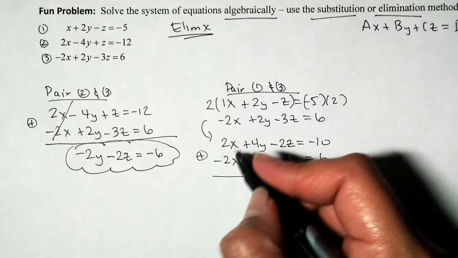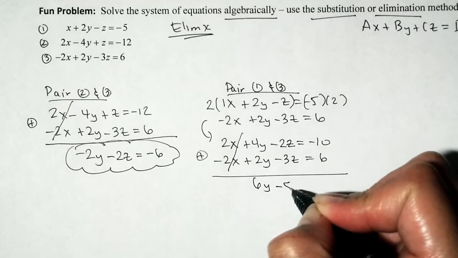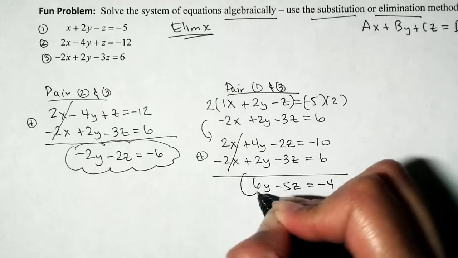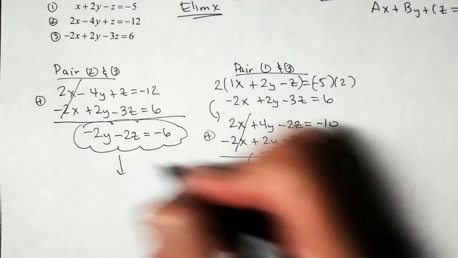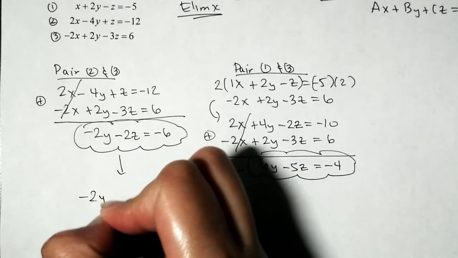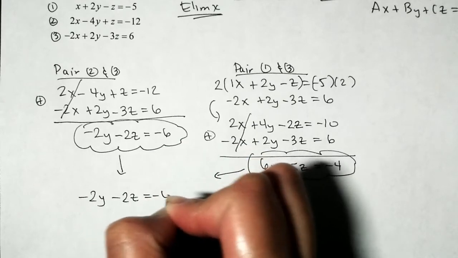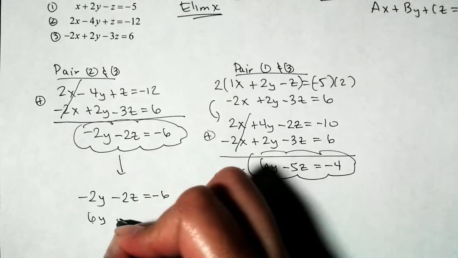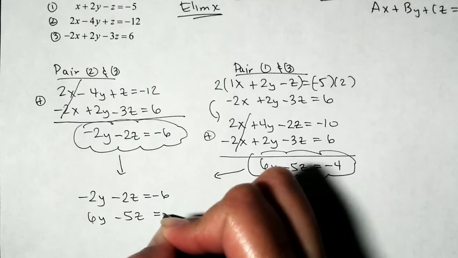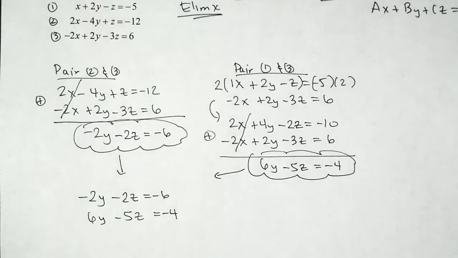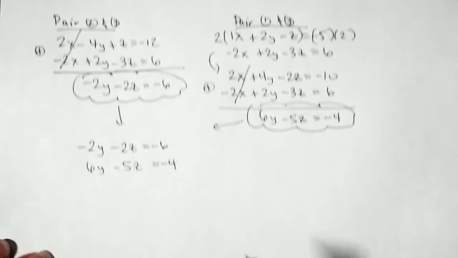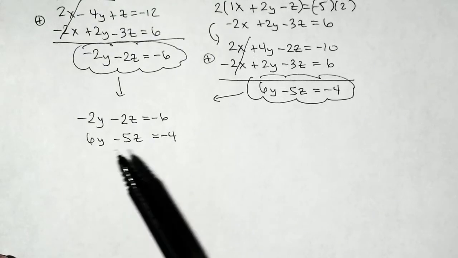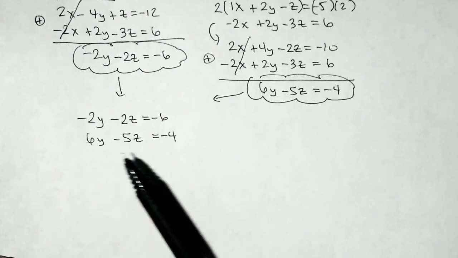So when we do, that will give us 6y minus 5z is equal to -4. Fantastic. So let's go ahead and create our new system by joining our new equations. So we have -2y minus 2z equals -6, and then we have 6y minus 5z is equal to -4. So yes, our system has the variables x, y, and z, but we're going to focus on this system, okay? So our new system has the variables y and z, so we have to find y and z before we can think about finding x.